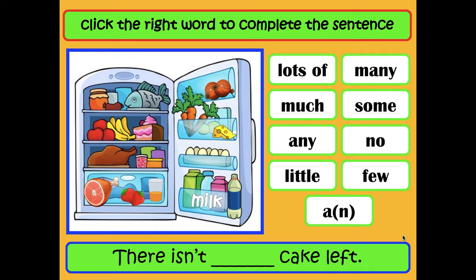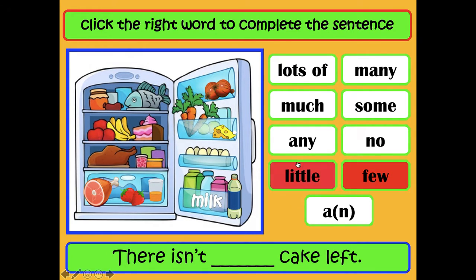For exercise number 2, click the right word to complete the sentence. There isn't cake left. We have a lot of, many, much, some, any, no, little, few, or an. And we are looking for the cake. We have a, many, much, some, any. A few? No. A little? No. Some? No. A lot of?